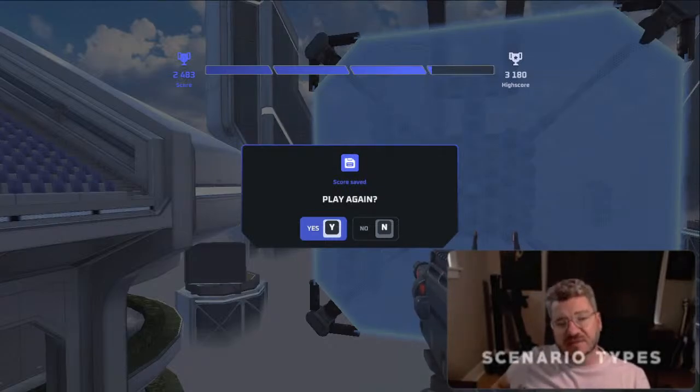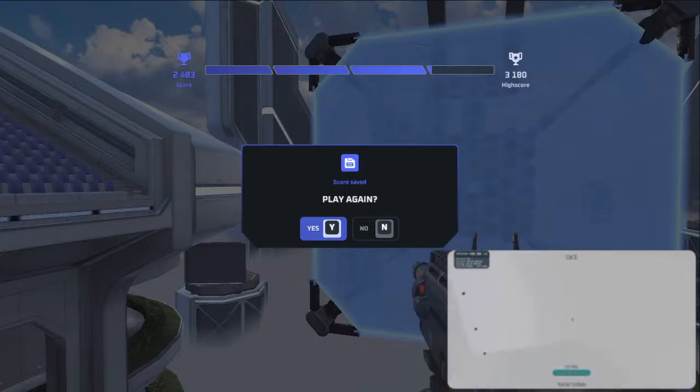So the common static scenario types you'll come across, one while X targets is the most common.